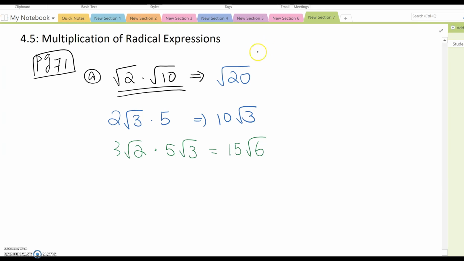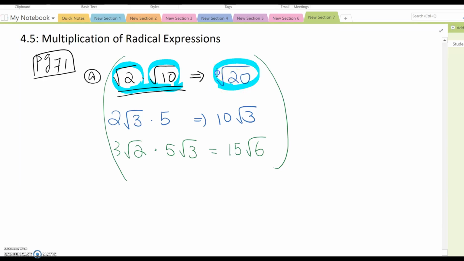So do you see what I did among those three questions? In the first question, root 2 and root 10 are both radical values, and I multiply them, so I got radical 20 here. In this question, 2 root 3 times 5, I only multiply 2 and 5, and I got 10 root 3 here. So if you multiply a rational number with a radical number and then a rational number, you only multiply the rational numbers and then copy down the radical value here.